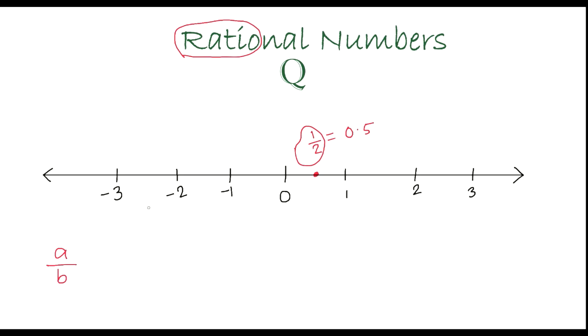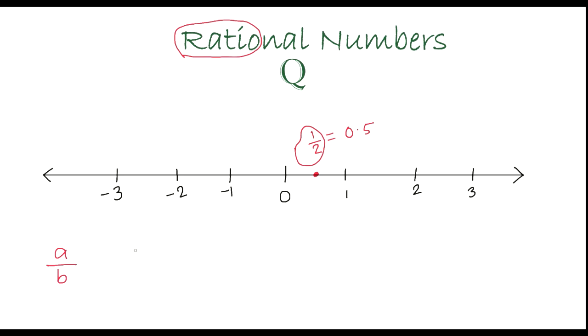a can be any integer. That means a can be any number like 1, 2, 3 or 0 or -1, -2, -3. That means any integer. But b can be any integer other than 0. That means b can be any integer but not 0. Just b cannot be 0. So a can be any integer, b can be any integer other than 0. You have to remember it. So any number that you can write as a/b will be a rational number.